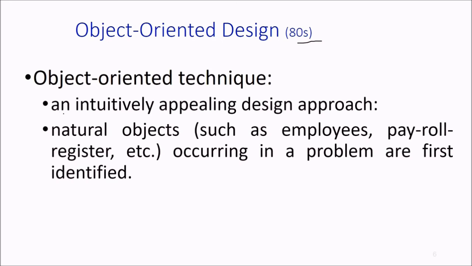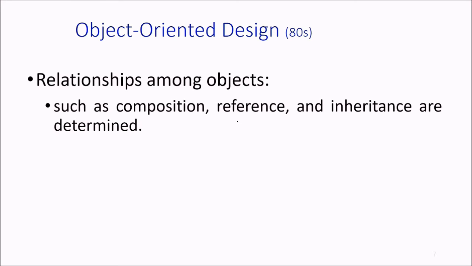So we have the object-oriented technique, which is what we think of as a design approach. Natural objects, which exist in our society and in our life, like employees and payroll register, found their place for the first time and were the first to be identified. Then these objects have some relationships, so why not talk about their relationships, such as composition, reference, and inheritance between two objects or a number of objects. They were found.